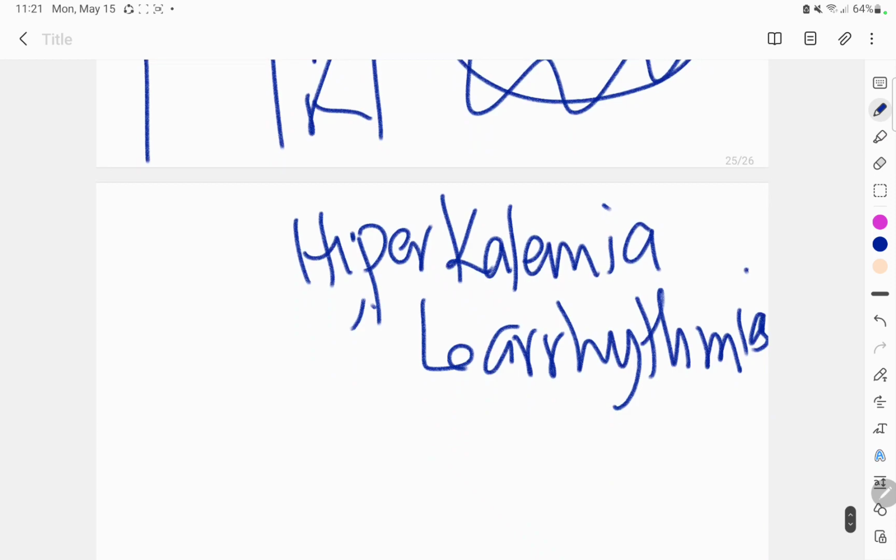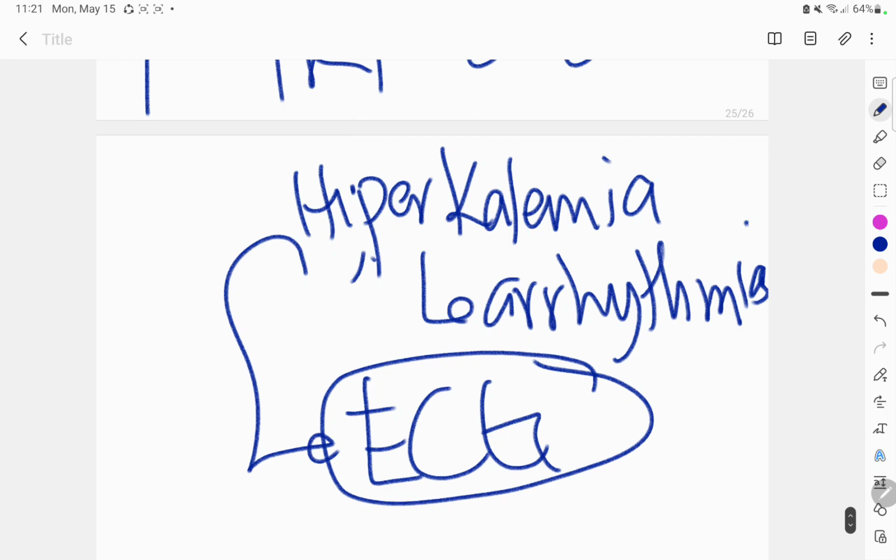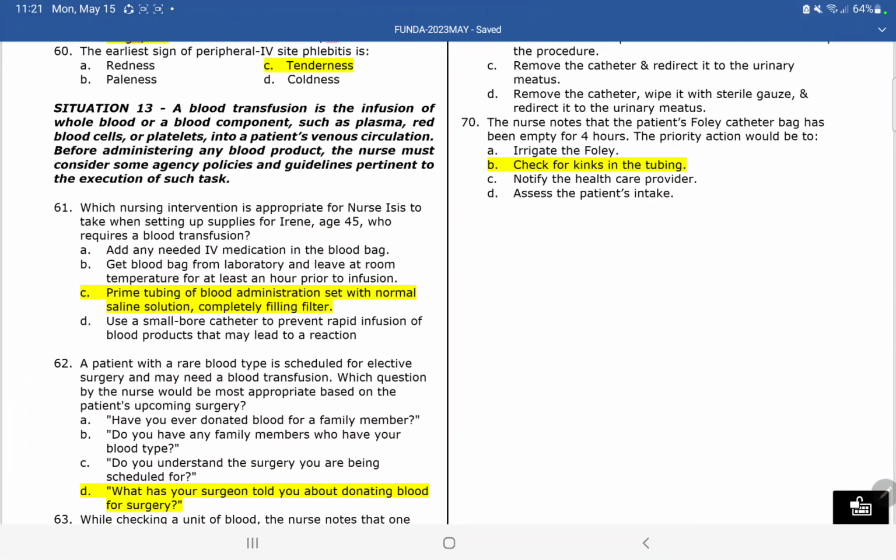So, once the patient is having this kind of condition, dapat ikaw nga nurse, alam mo kung anong kailangan i-prepare because later on, the doctor will order for what? ECG. So, attach the patient to the ECG monitor. Now, what number? Okay, here's the next number, 61.